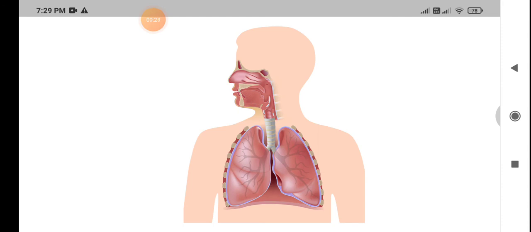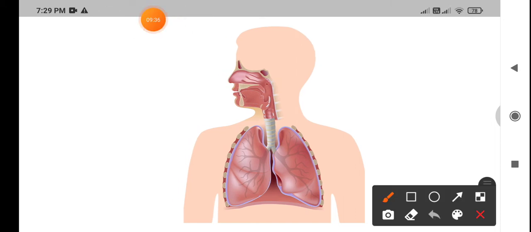Inside the lungs, once again we will see in that picture. Whenever the windpipe enters the lungs, it divides again into tiny balloons like air sacs. The tiny air sacs are present here. These air sacs help to exchange the gases.